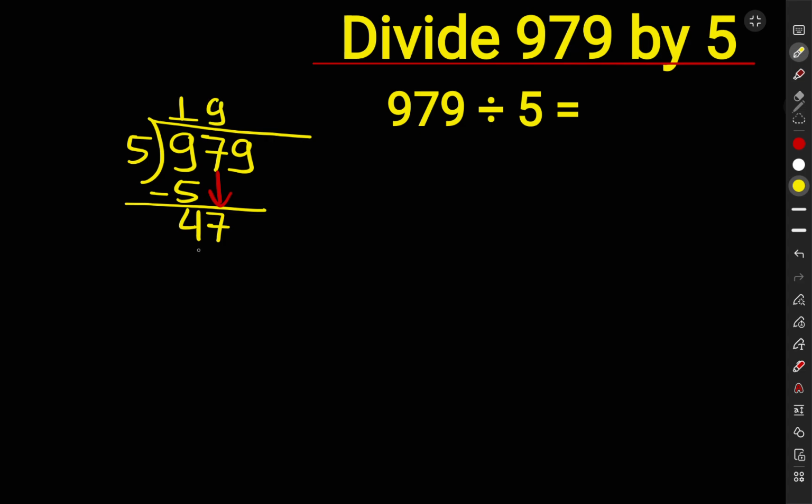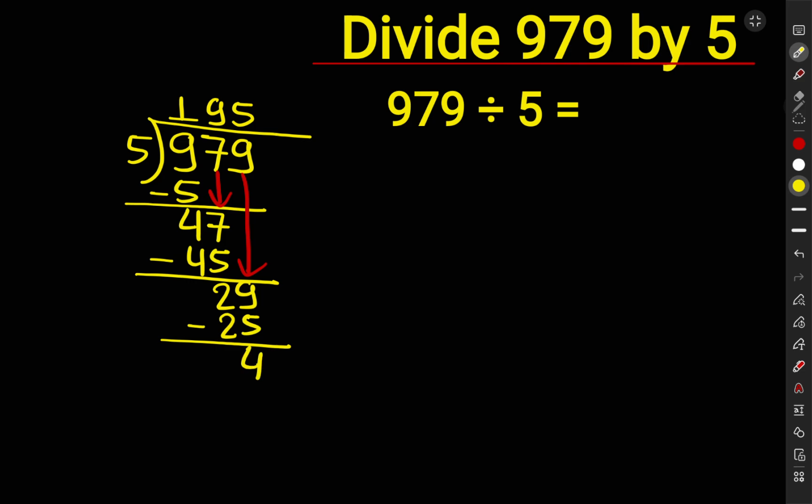5 times 9 is 45. On subtracting we get 2. So again we put down this 9 and it is 29. 5 times 5 is 25. On subtracting we get 4.